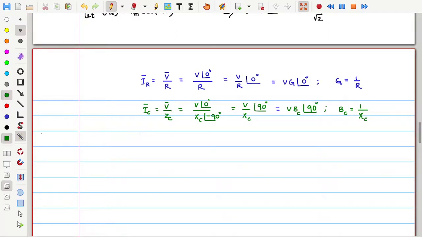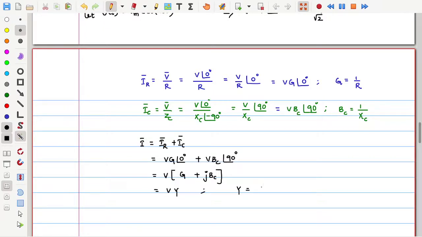Now by using KCL, the total current I bar is equal to IR bar plus IC bar. Simplifying, we get VG at an angle 0 plus VBC at an angle 90 degrees. This can be further written with V taken common, and these expressed in rectangular form as G plus J0 plus 0 plus JBC. So this G plus JBC we call an admittance Y, where Y is equal to G plus JBC, which can be expressed as mod Y at an angle theta.